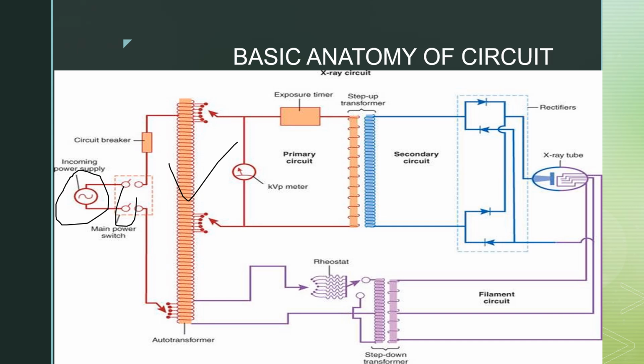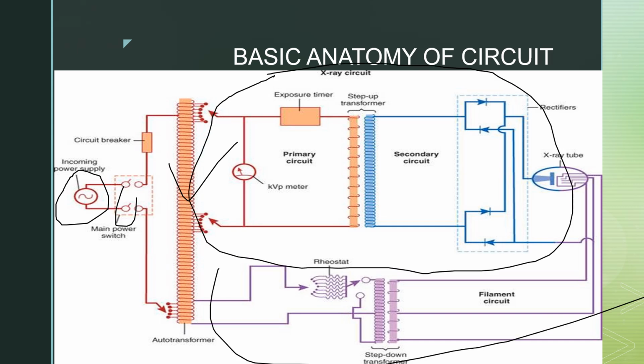And this is the high voltage circuit, the whole thing. This is the high voltage circuit, and this is the filament circuit. The high voltage circuit acts to provide the required voltage to the tube, and the filament circuit provides the required ampere, or required mA, to the tube. This is the primary circuit, and this is the secondary circuit, and in between the primary circuit and secondary circuit there is a step-up transformer, which acts to increase the voltage flowing from the primary circuit to the secondary circuit.